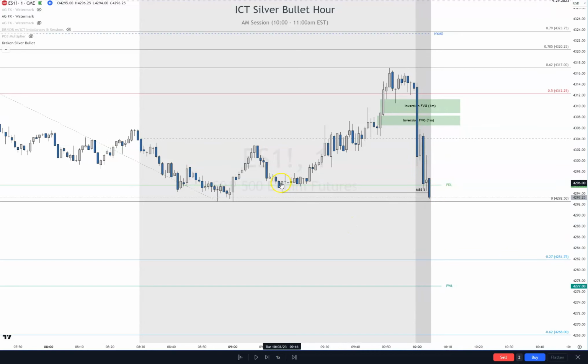Okay, so when I look left, I can see this breaker block right here. Okay, why is that a breaker block? It's a high, a low, a higher high, breaks through it. When it trades back into it, I can take a trade to go short. So if I don't get out another fair value gap, then I would take that trade.